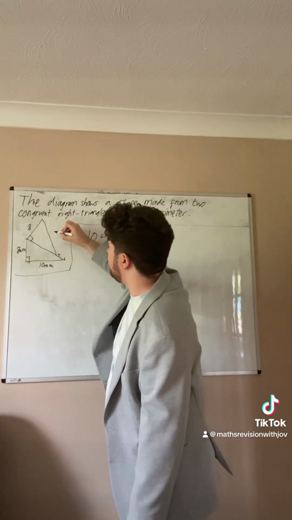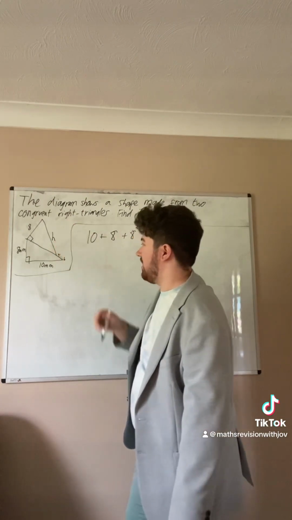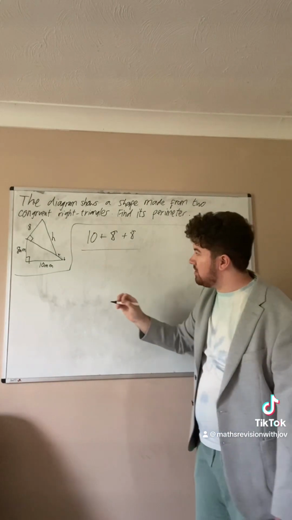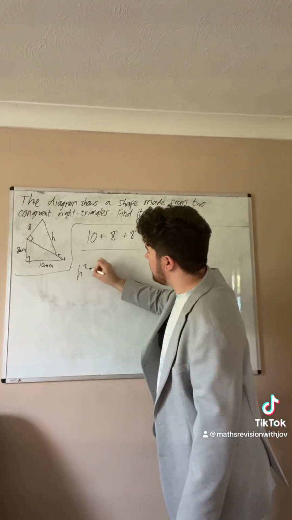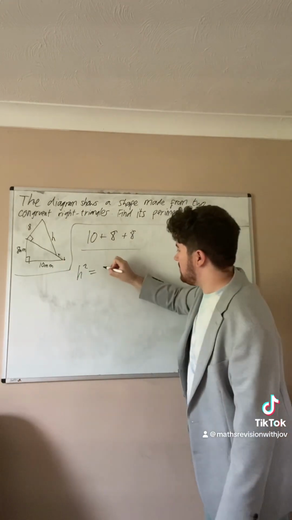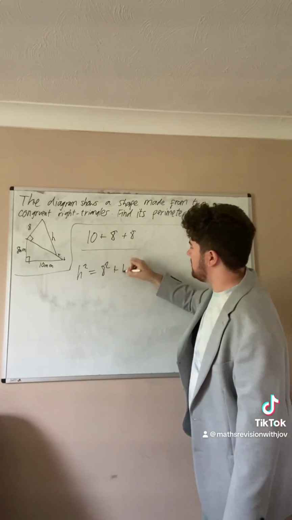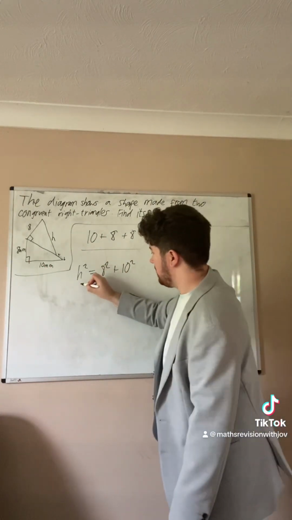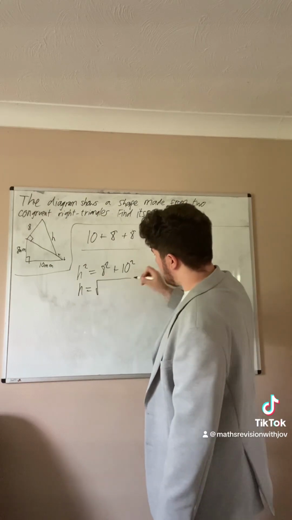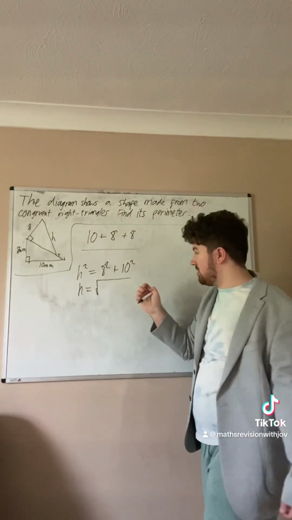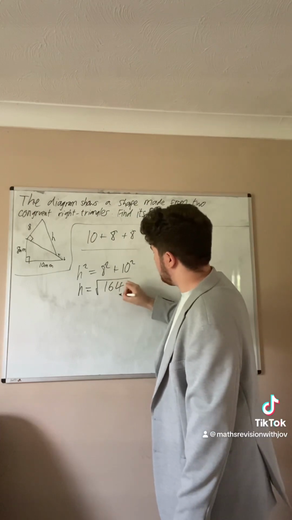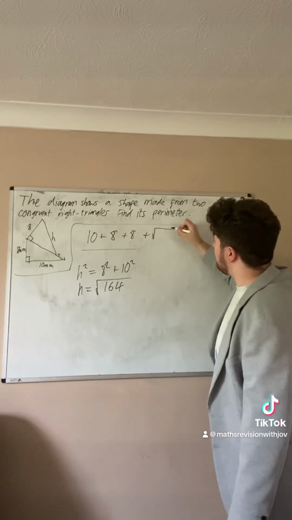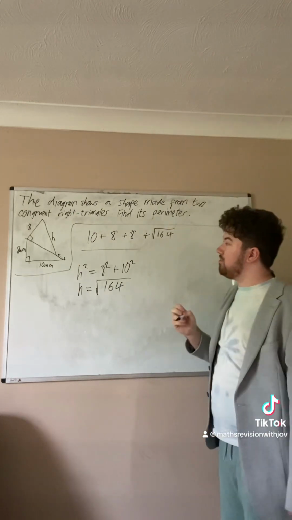Now we need to find the hypotenuse over here, h. Okay, so I'll just mark this off for a little bit. So we can say that h squared is 8 squared plus 10 squared, because it's the hypotenuse of this 8, 10 triangle here. So h is the square root of 64 plus 100, so 164. So we can add that on now, plus the square root of 164.